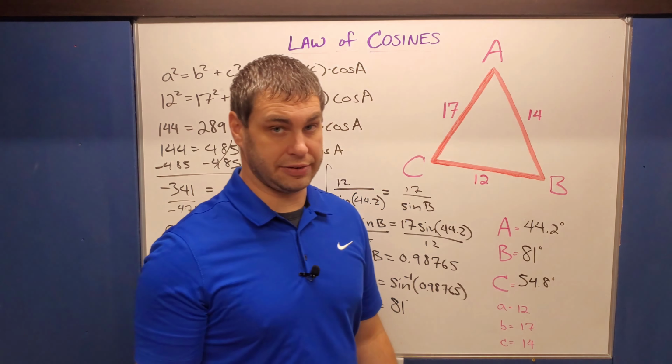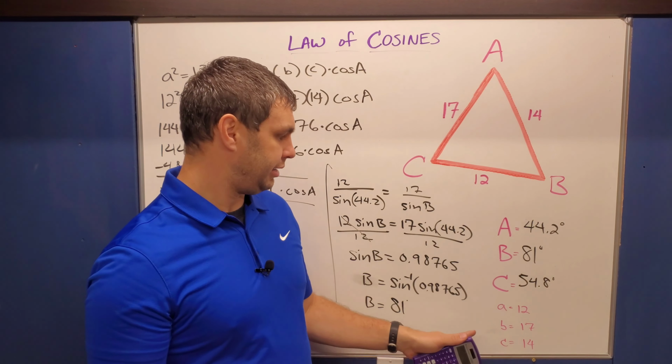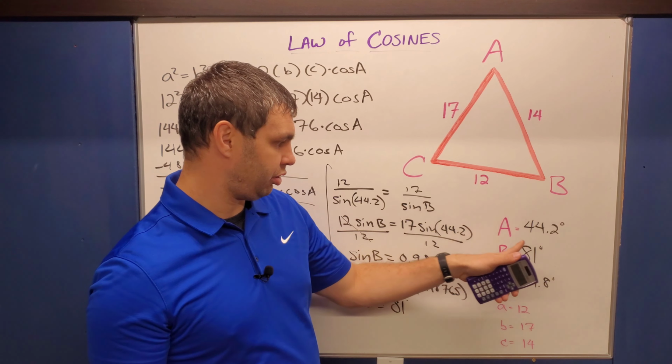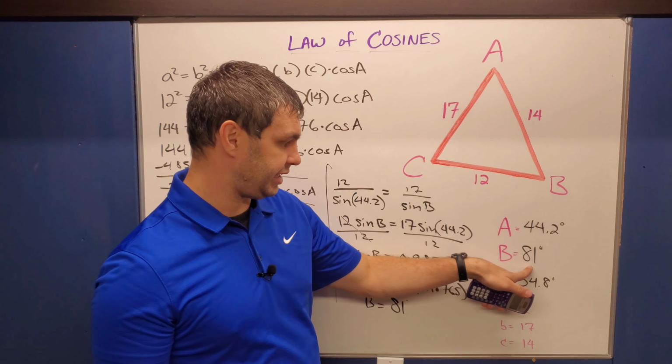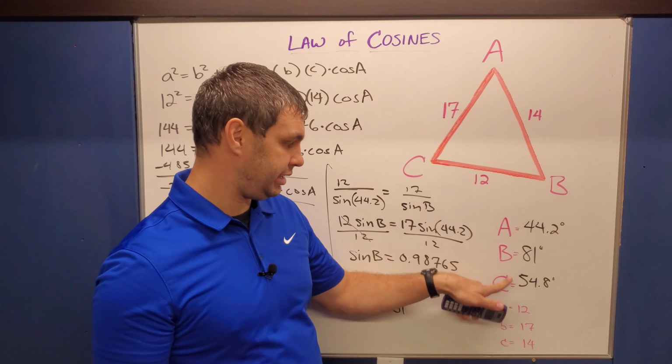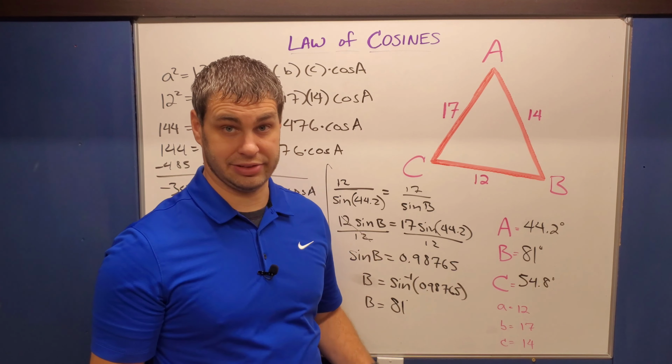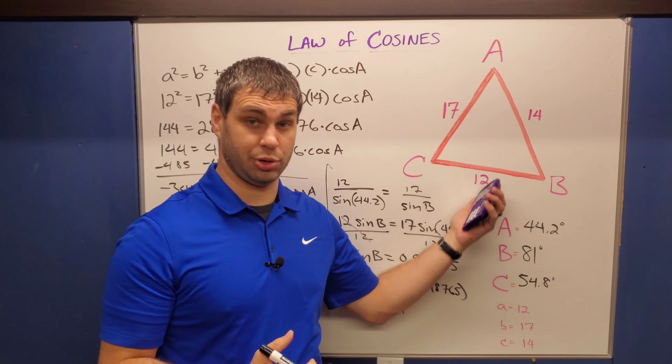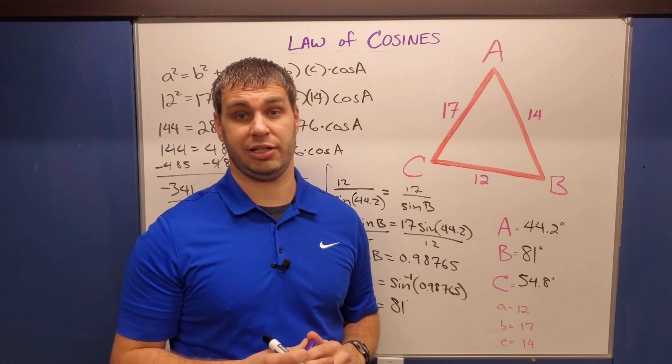Now, one way to check yourself to see if you are right or not is to look at what your largest angle is. In this case, it's 81. Your largest side should also be that same letter. So 81 was B. Our B over here is 17, which is the biggest of those three sides. Same works for the smallest. So that's a way to check yourself, guys.